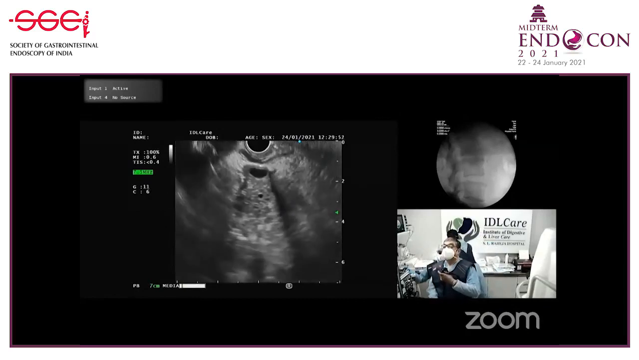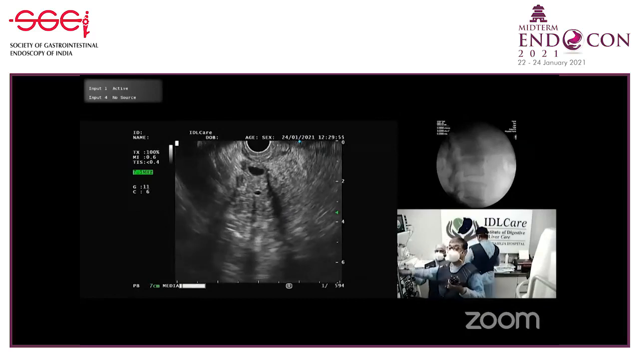Freeze. Here you are seeing the bile duct as well as the pancreatic duct. So the pancreatic duct is 1.8, so it is normal, and the bile duct is 4.4. So the distal bile duct and pancreatic duct are normal. So that suggests that there is no ampullary pathology, there is no distal bile duct pathology.